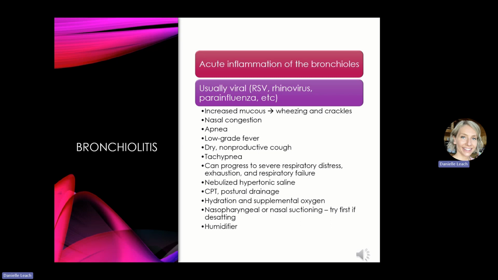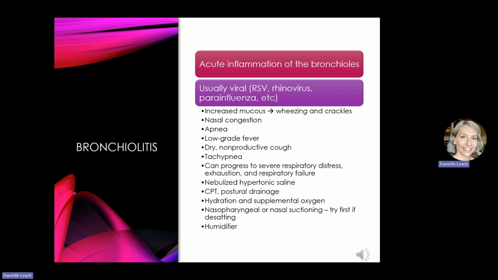But what happens with this is that the virus enters the mucosal cells in the respiratory tract and ruptures those cells. So it creates debris and increased mucus production. So with bronchiolitis, there's a whole bunch of mucus. Symptom-wise, the child usually has wheezing and crackles from all this mucus in their lungs. Also, typically, they have nasal congestion, so a horribly runny nose, also very clogged, snot and boogers basically everywhere.